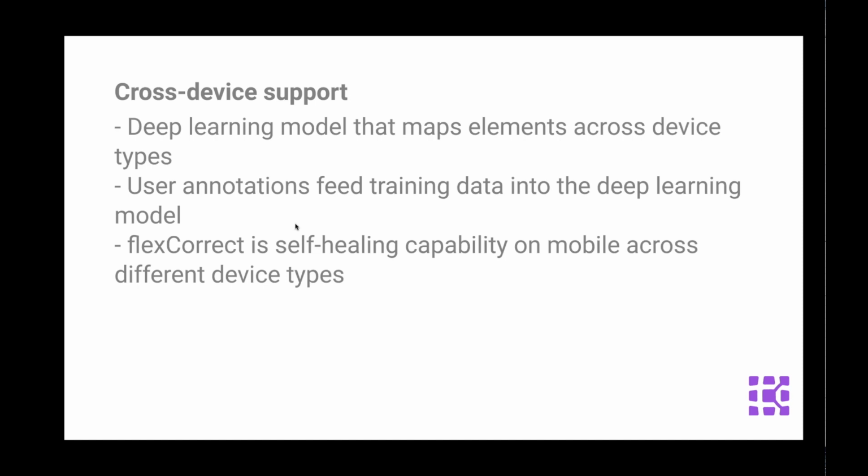And if we aren't sure, we ask you to annotate, and that annotation is used to improve your app on subsequent executions. Our Flex Correct, which we've launched this year, is a self-healing capability that, when you have a new version of your app, if the developer changes the XML or the hierarchy at all, Flex Correct automatically identifies the element. And so our goal here is to get rid of the element not found errors that cause more than 50% of flaky tests.